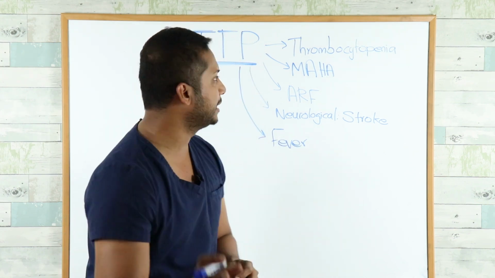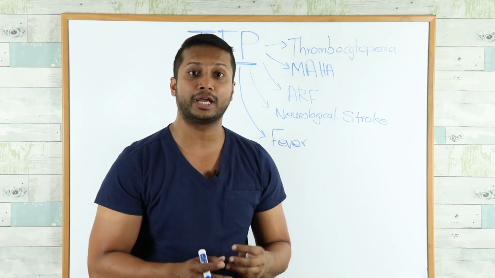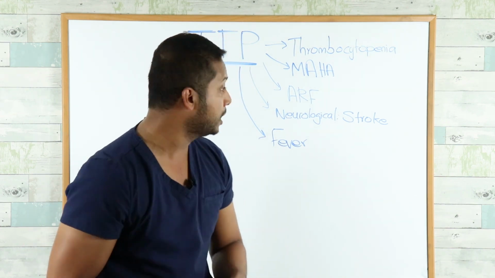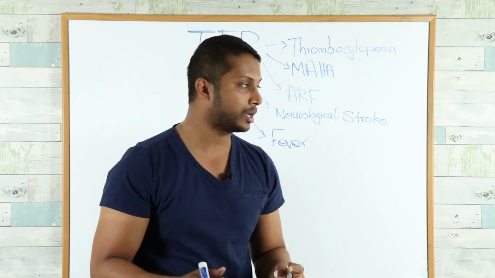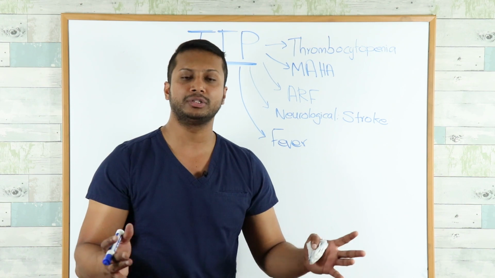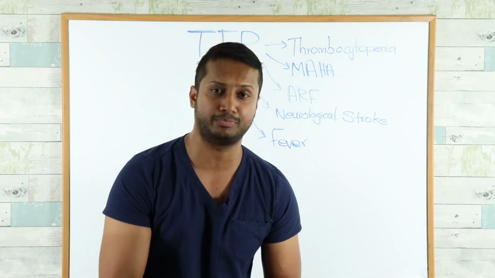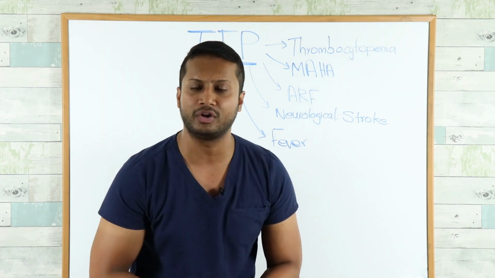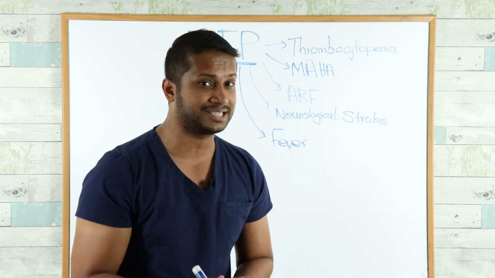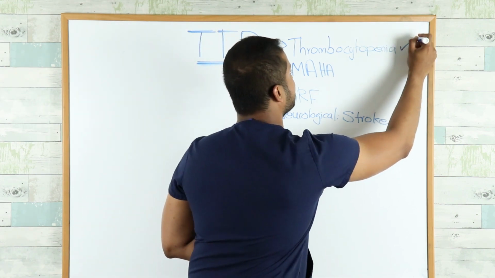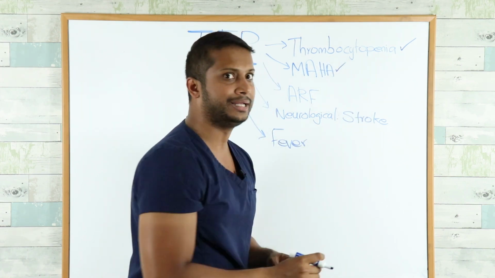What is the pentad? Now let's look at this. Thrombocytopenia, MAHA, essentially meaning microangiopathic hemolytic anemia. You have acute renal failure, neurological symptoms such as stroke, and last but not least is fever. So these are the 5 symptoms. However, the 2 most important symptoms that must be present, because you're not always going to have all 5 symptoms, guys, you're going to have one or the other. However, you must have 2 important symptoms. That is in fact going to be your thrombocytopenia and microangiopathic hemolytic anemia.